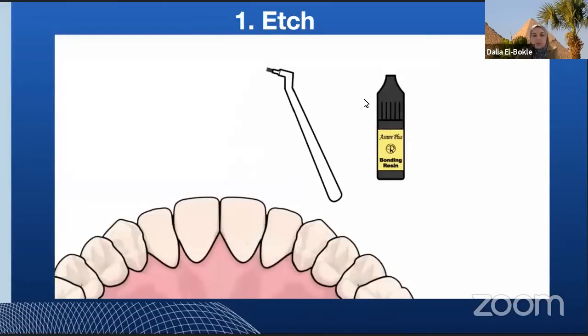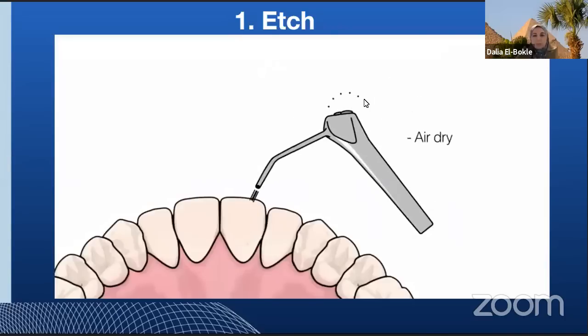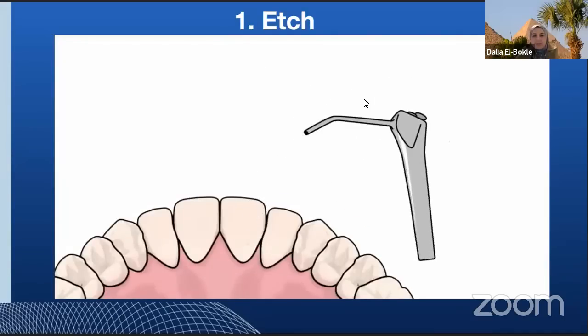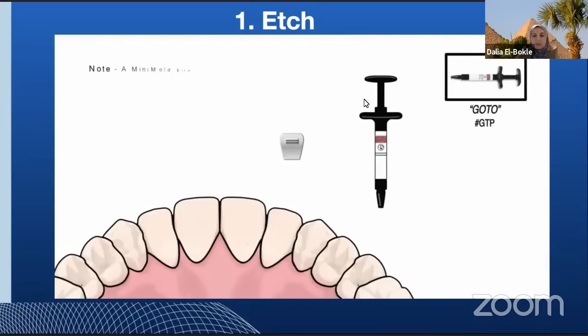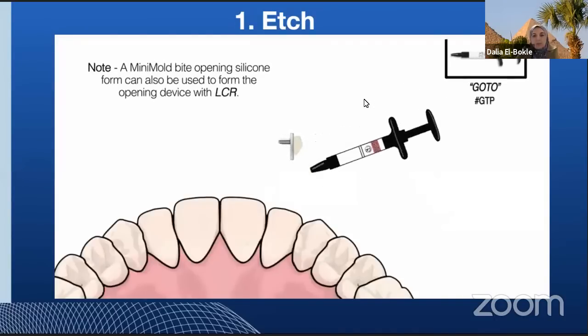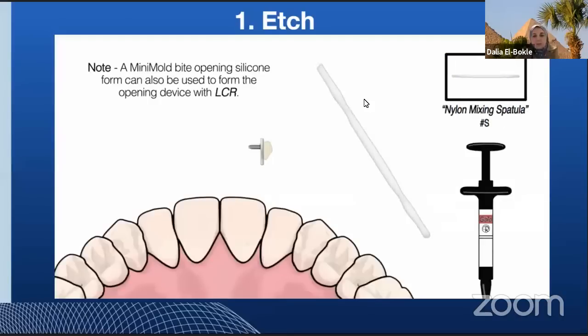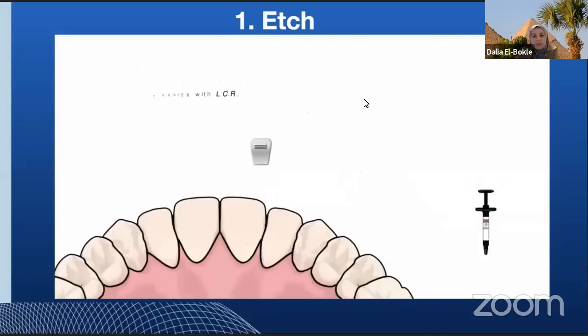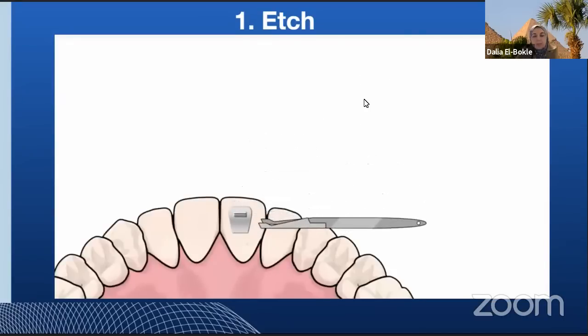So now we are going to see how the anterior bite turbo is placed. It's a very similar way to what we saw in the posterior teeth. We fill the mini mold with the material of choice, condense it, and then place it on the tooth. Remove the excess and then light cure.